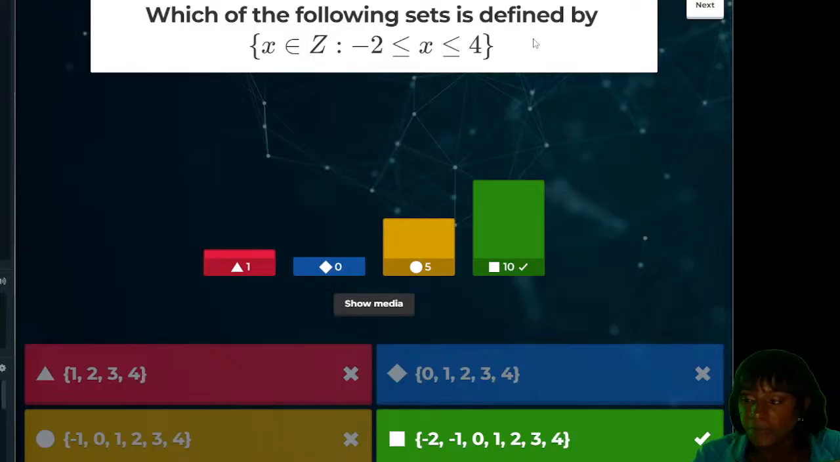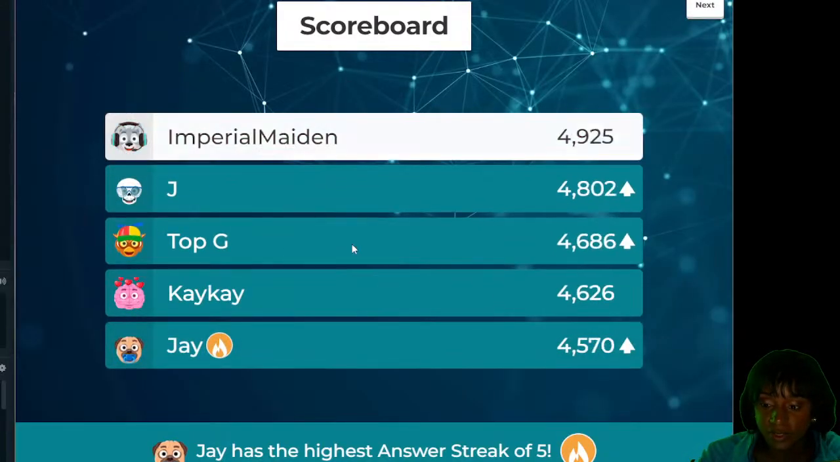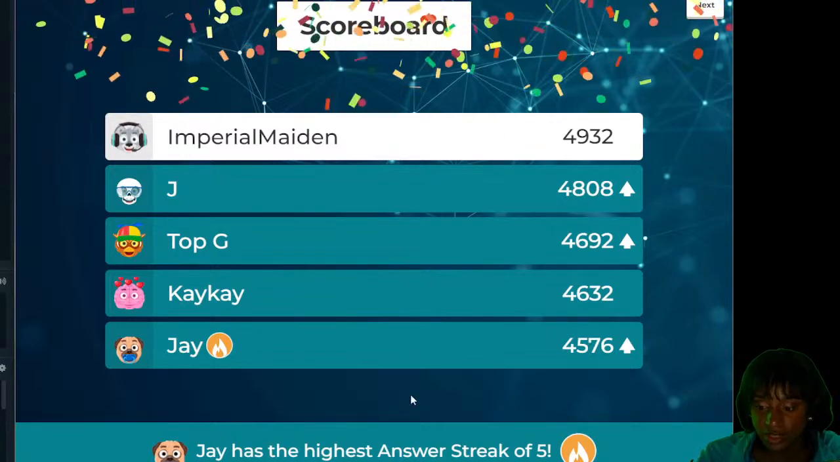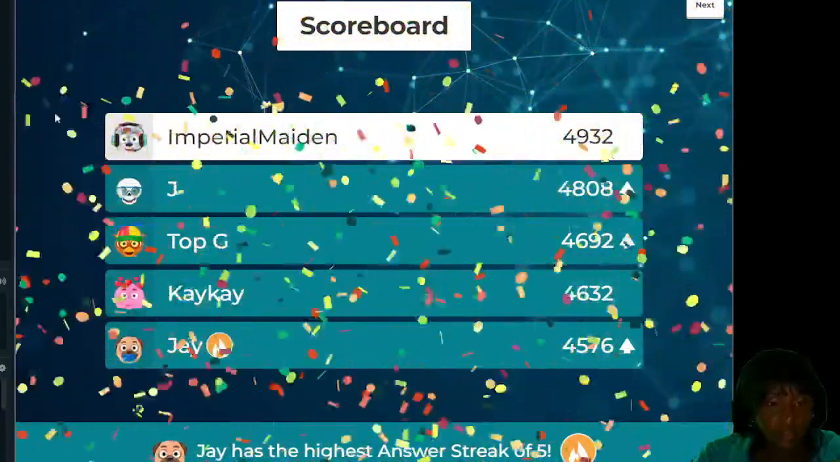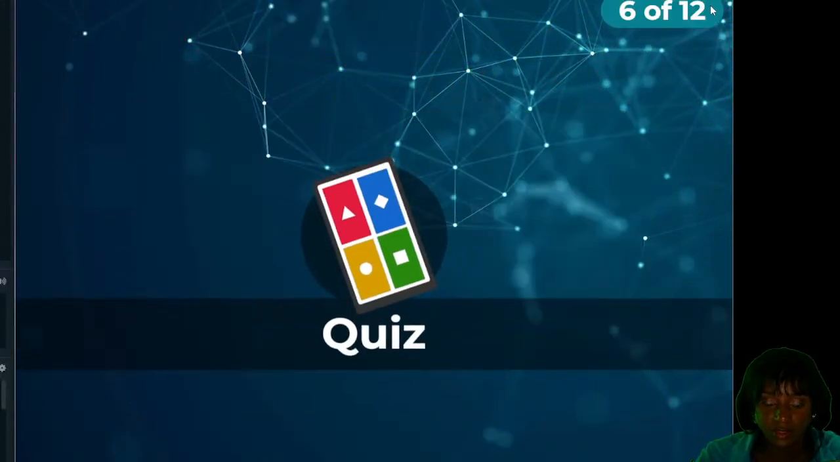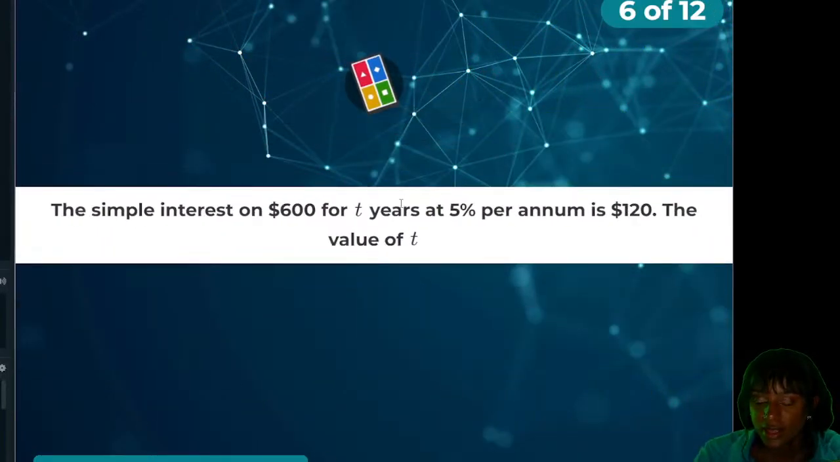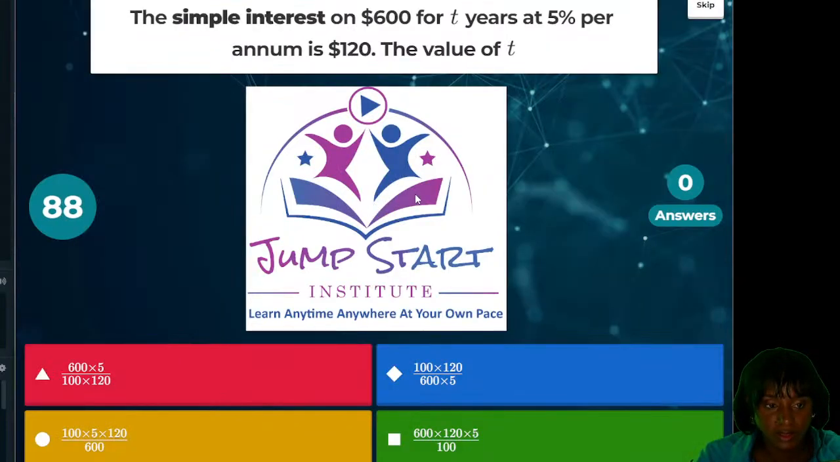Again, all of these questions are past paper questions. So very similar questions, maybe on the exam next week. I will share the game with you all after. I see KK is here and J has the highest answer streak thus far. Excellent. The simple interest on $600 for T years at 5% per annum is $120. What is the value of T?